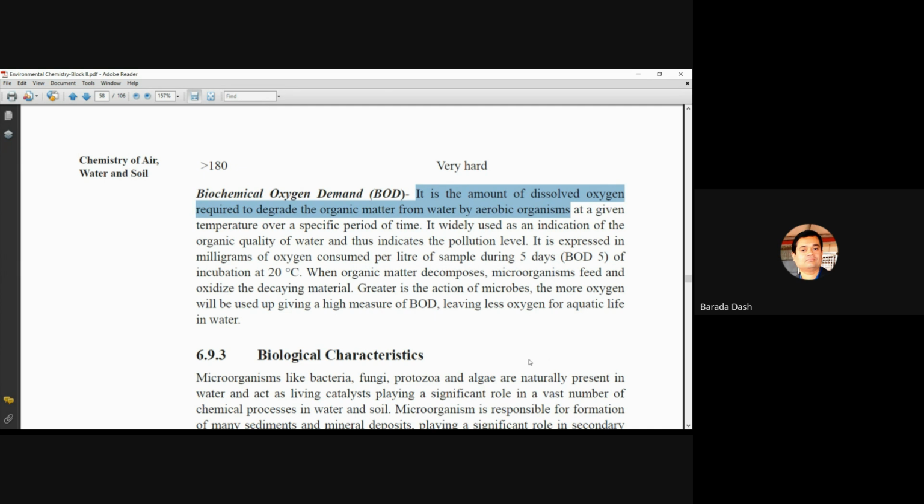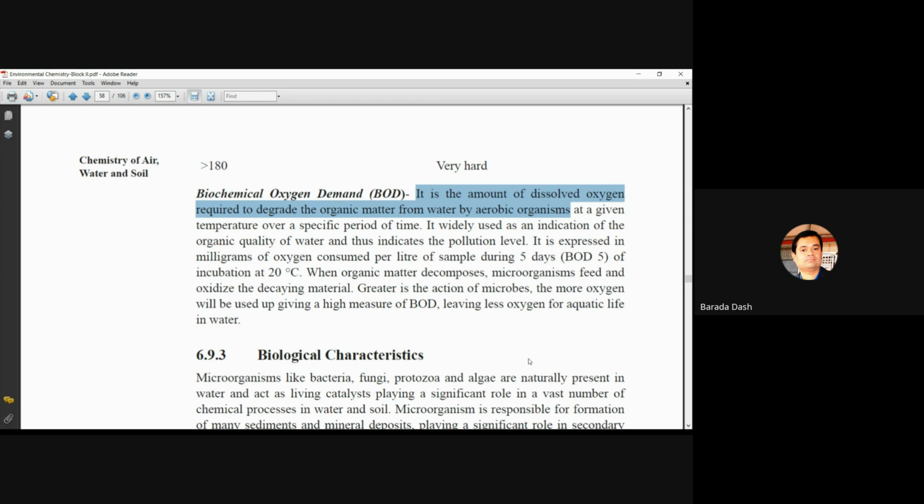When organic matter decomposes, microorganisms feed on and organize the decaying material. The greater the action of microbes, the more oxygen will be used, giving a high measure of BOD and leaving less oxygen for aquatic life.